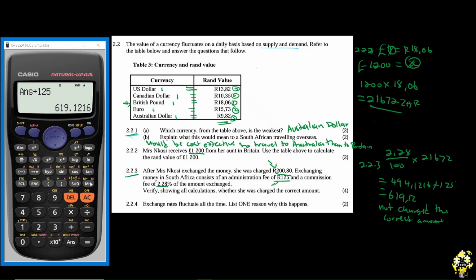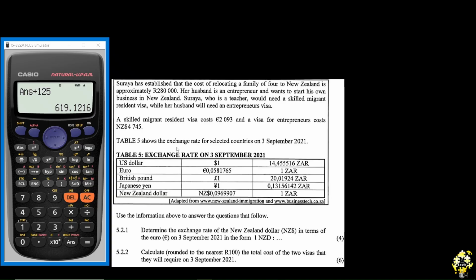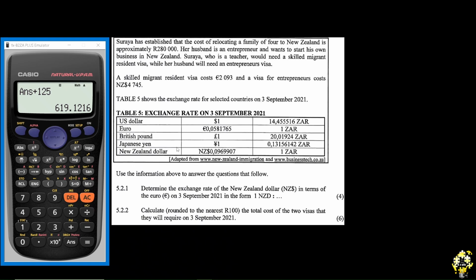2.2.4, exchange rates fluctuate all the time. List 1 reason. Like I told you, political instabilities, political tensions, foreign investment, interest rates, inflation. Pick one for yourself. Supply and demand, exchange rate policy. Anything can fluctuate, like the interest rate. Even you yourself, not studying, you are by virtue fluctuating the exchange rate.